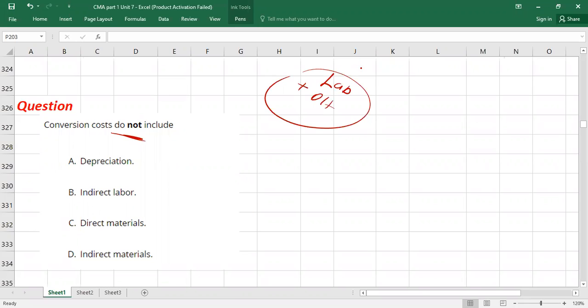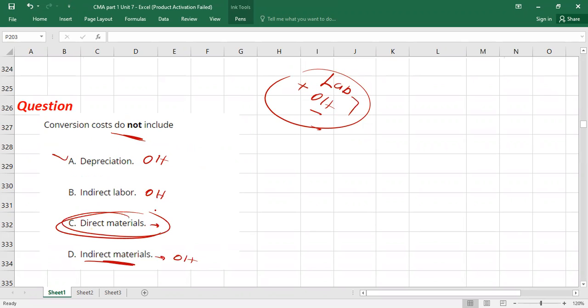Am I right? Number one, depreciation. Depreciation is always overhead. It is part of conversion. Indirect labor, part of overheads, part of conversion cost. Direct material, yes, it is not labor, it is not overhead. It means this is the answer. And then indirect material, it is part of overheads, which is part of conversion. It means direct material is the only thing which is not part of conversion cost.